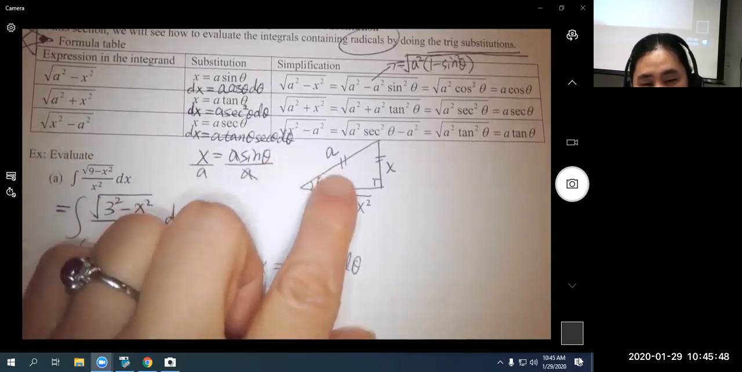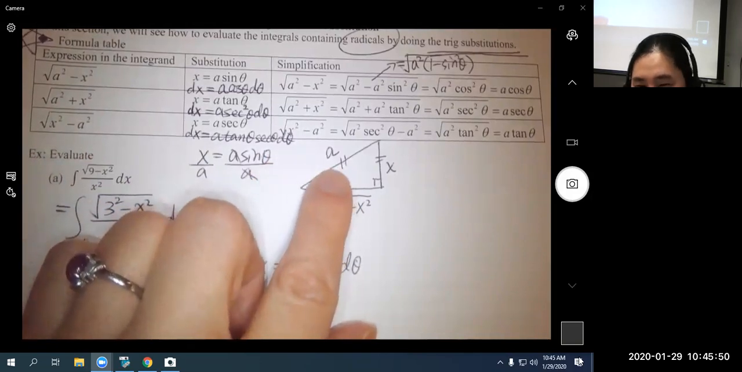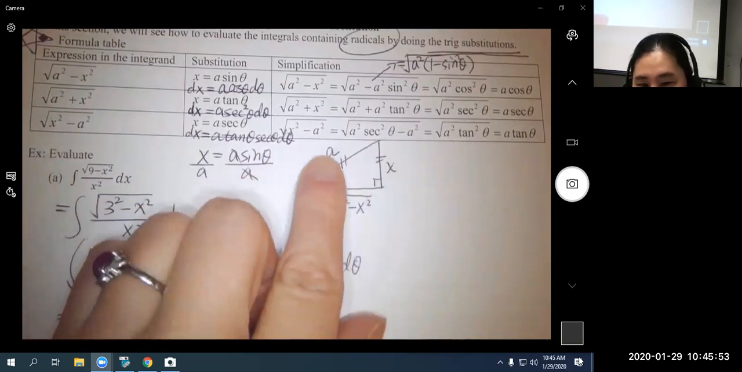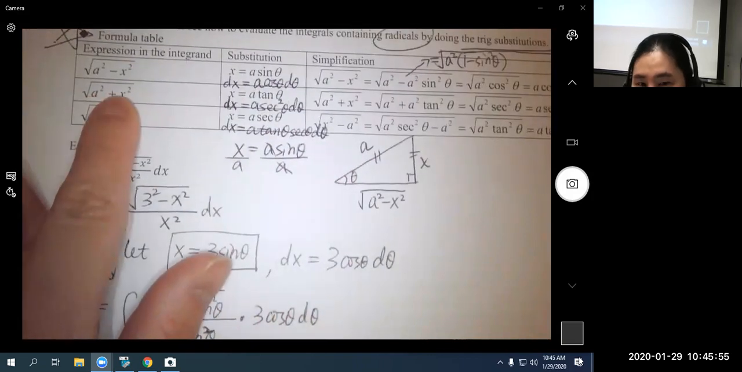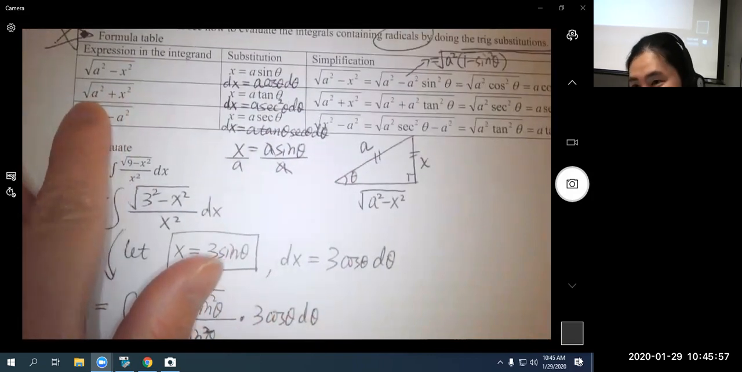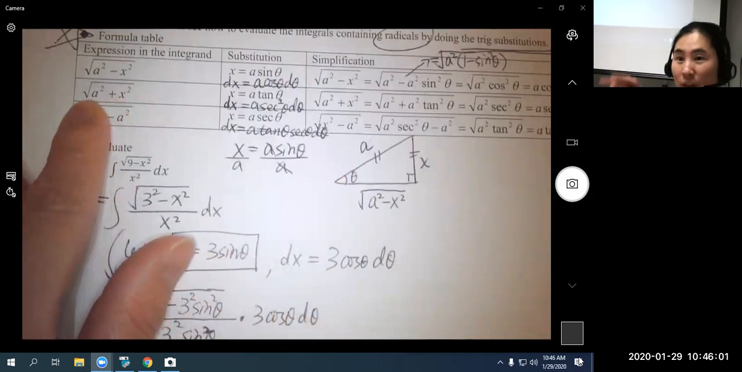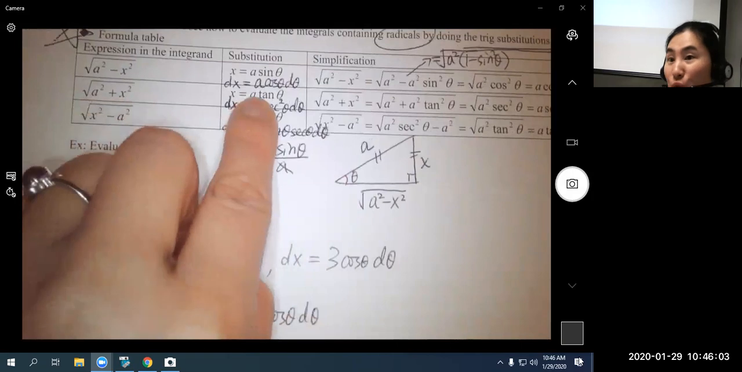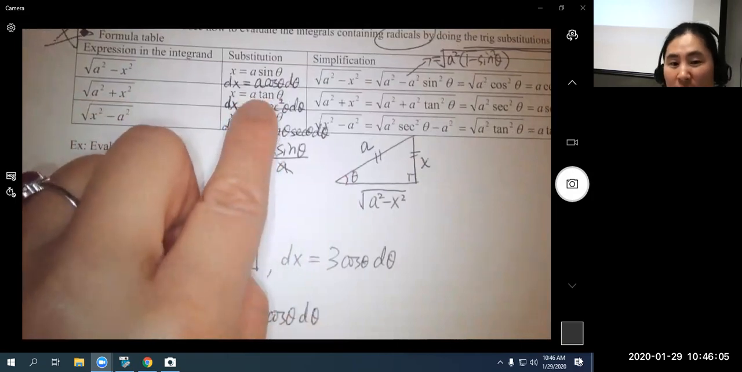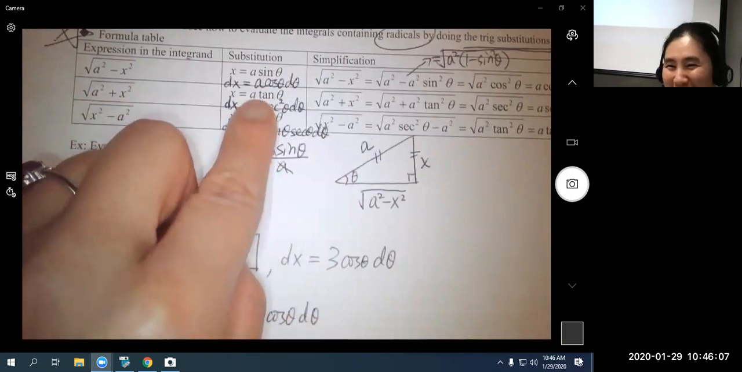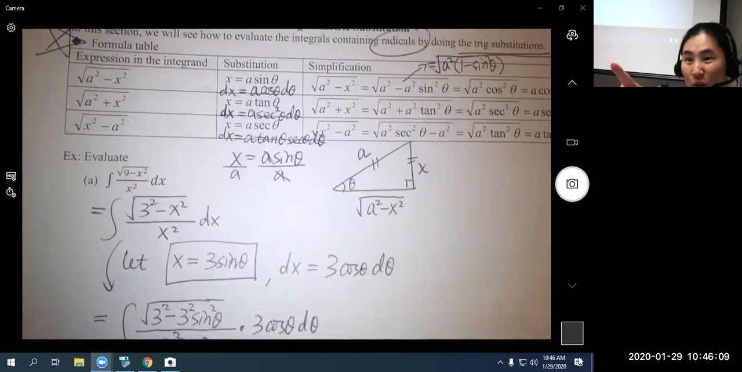A is always the hypotenuse? No, not always. In this case, A is the hypotenuse. And you will see in this case, A may not be the hypotenuse. A may be just one side, maybe a leg of the right triangle. So it really depends on the substitution. So you will see this one, A is not the hypotenuse. Yeah, very good question, okay?